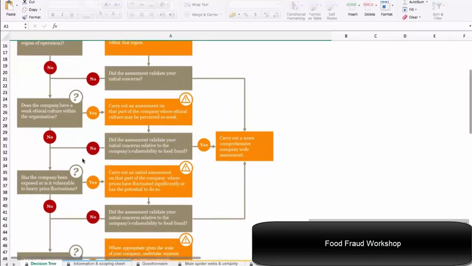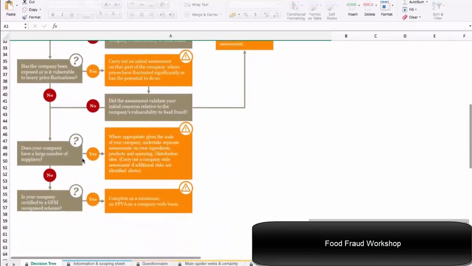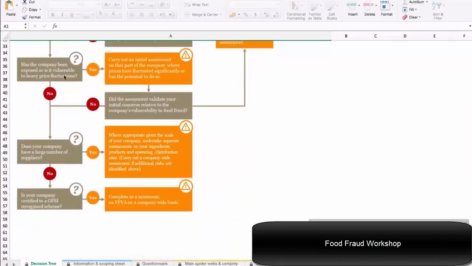So you keep going through this all the way down till the end and if you've answered no to all of these and you get to the last question, is your company certified to a GFSI recognized scheme? If so, then you must complete as a minimum an assessment on a company-wide basis. And that will help you meet the new requirements from GFSI to conduct a vulnerability assessment and prepare a mitigation plan.